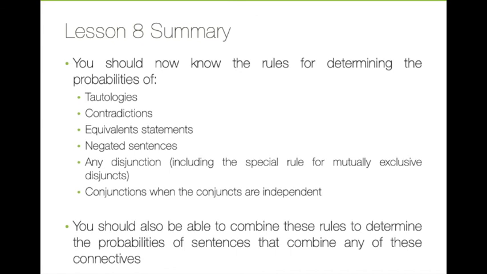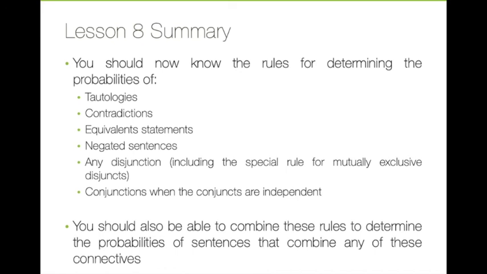And with that, you should now know the rules for determining the probabilities of statements of the following forms: tautologies, contradictions, pairs of statements that are equivalent, negated sentences, any disjunction, or that includes the special rule but isn't limited to it, and conjunctions when the conjuncts are independent. And you should also be able to combine these rules to determine the probabilities of sentences that combine these connectives.